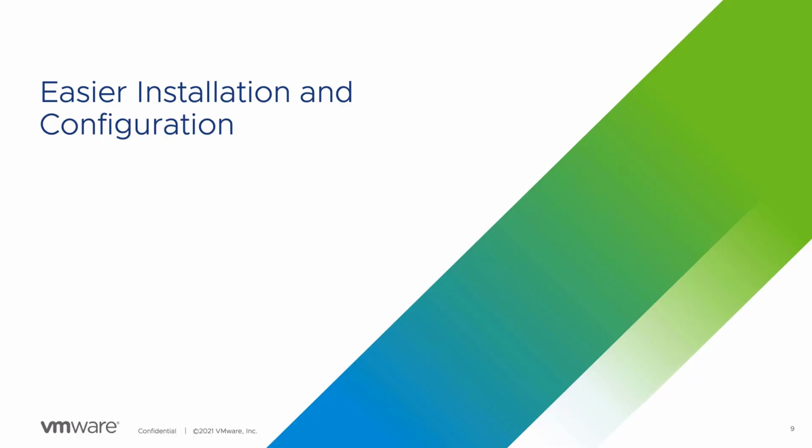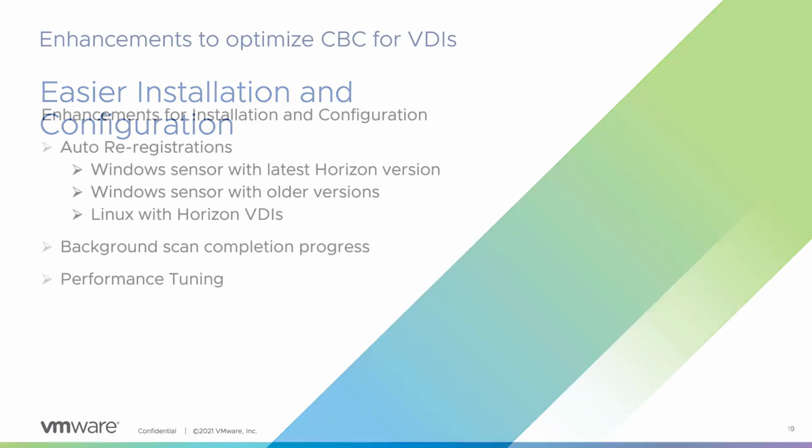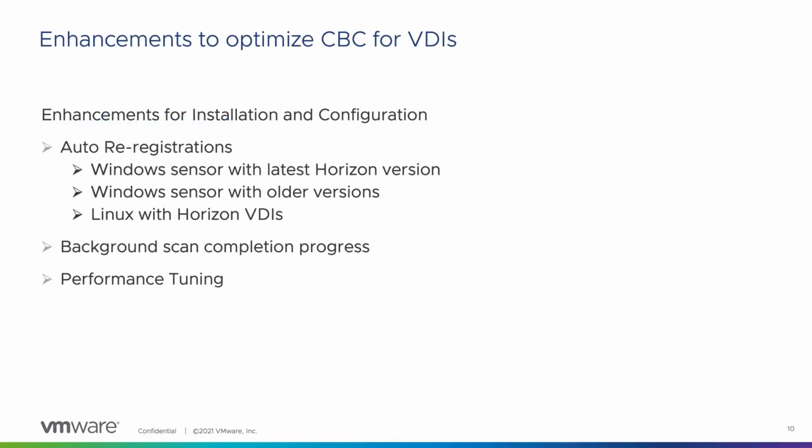Let us look into how we have made improvements to the installation and configuration of VDI. Previously, when getting clones to re-register, we required an additional script to be run on the clone, re-registering it with the CBC Cloud. This script-based approach is now not required. Sensor registration is now based on the UUID of the clone, and old VDI sensors are pruned as per policy settings. This simplifies the entire registration, re-registration process.